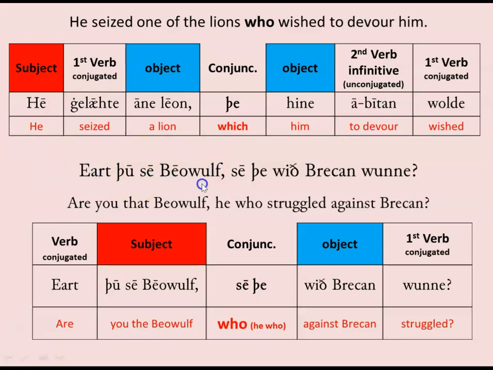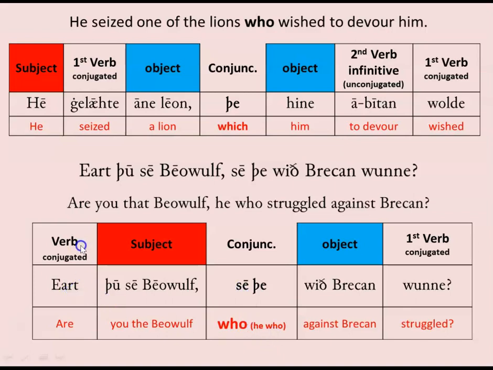Thu se Beowulf se the with Breccan wunne. Are you the Beowulf who struggled against Breca? Se the in this case is he who. It's still a relative pronoun: who, he who, or just who. The se is the masculine demonstrative, so you know it's he who.